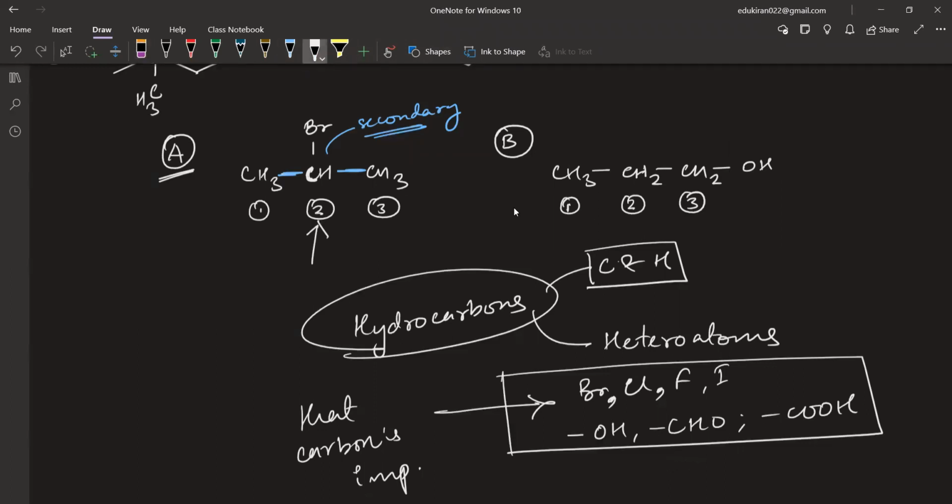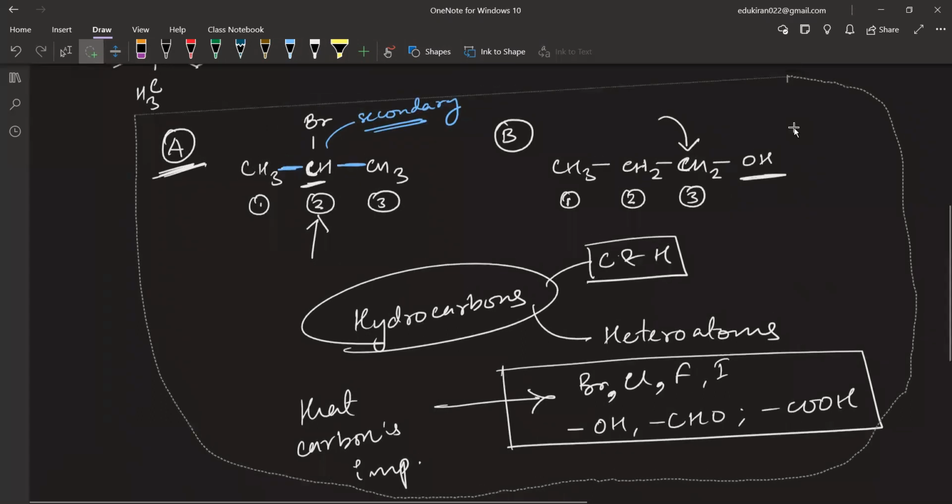That is why in the A question, the Br was attached on the second carbon. That is why it was important. In the B question, we have OH attached on the third carbon. That is why it becomes important. Is this clear? Yes or no? Please tell me. Yeah, fine.